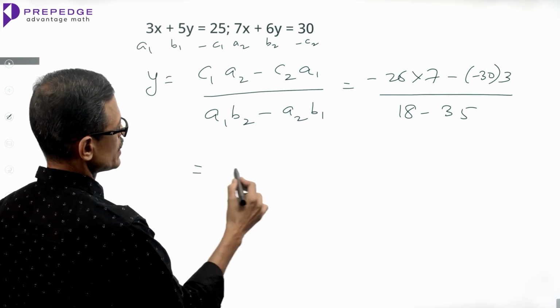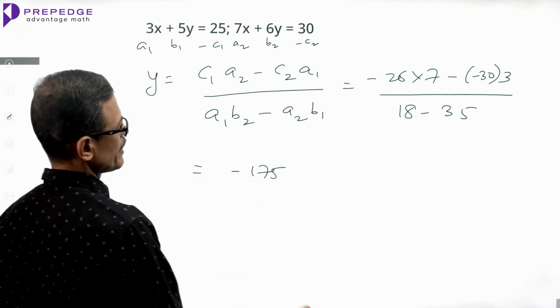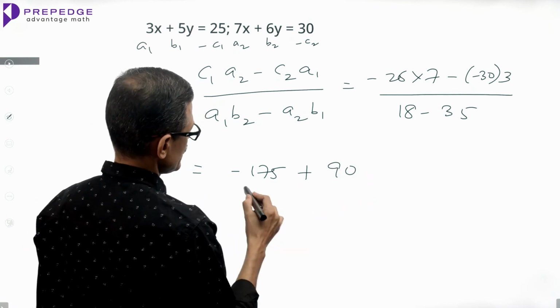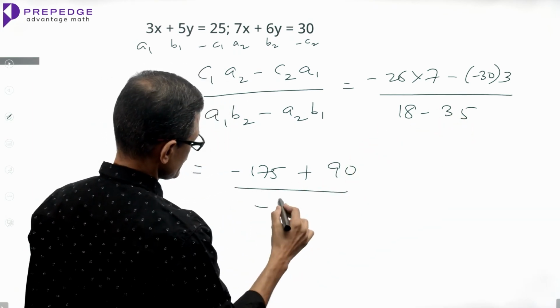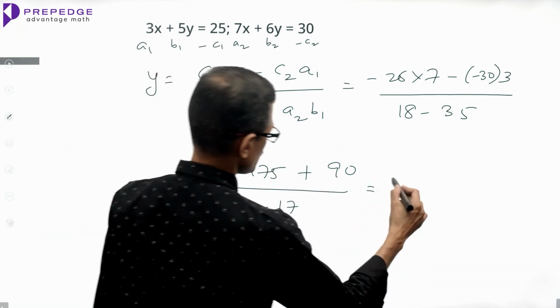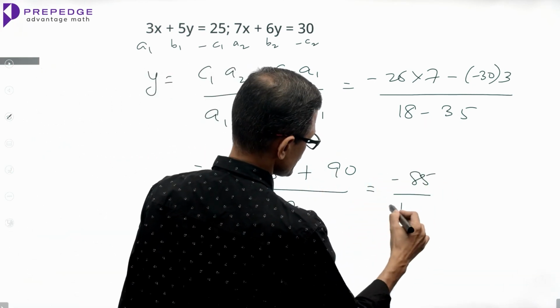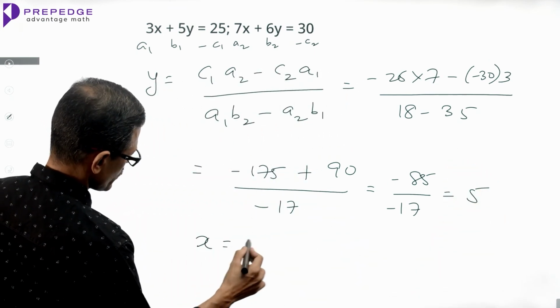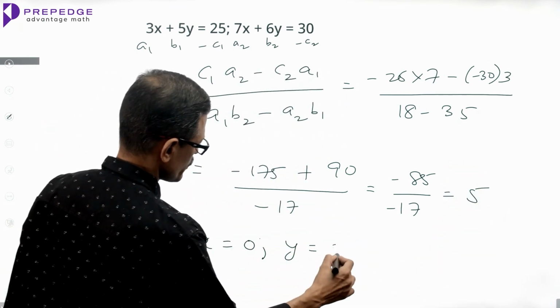So this is equal to minus 175, minus of minus makes it as plus, plus 90, divided by 18 minus 35 is minus 17. Minus 175 plus 90 is equal to minus 85 by minus 17, which is equal to plus 5. So x is equal to 0, y is equal to 5.